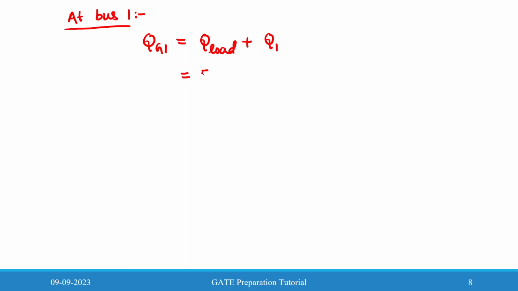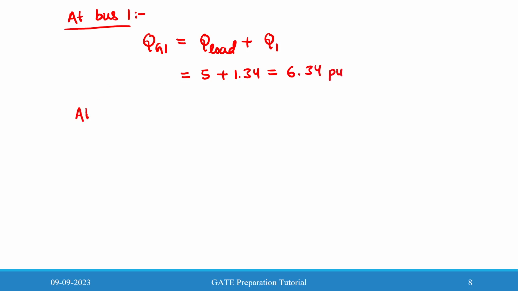Now for finding QG1 and QG2, what will we do? At bus 1 we can write that the reactive power provided by generator 1 is equal to the load reactive power plus the reactive power at bus 1. So Q load is 5 per unit plus Q1 is 1.34 per unit. So it will be 6.34 per unit.